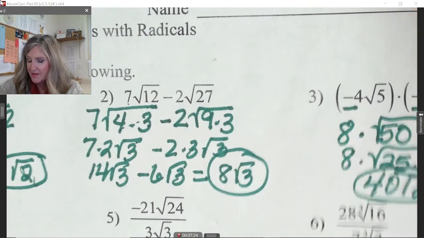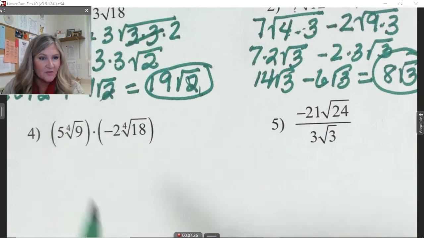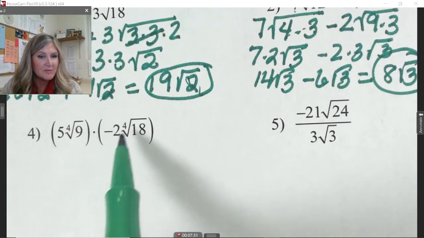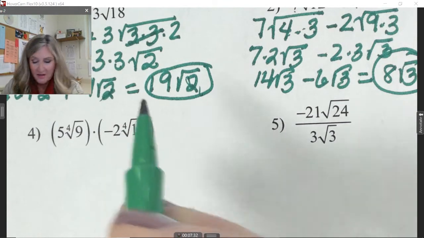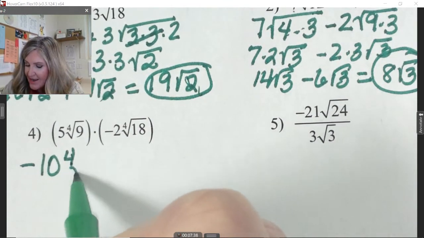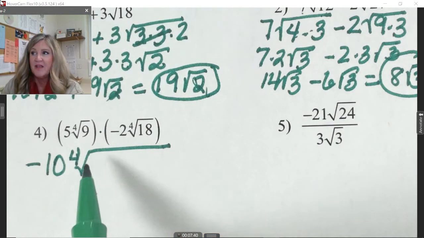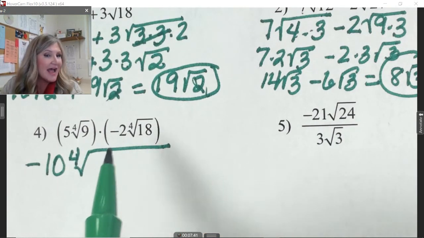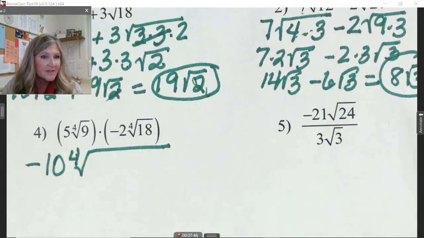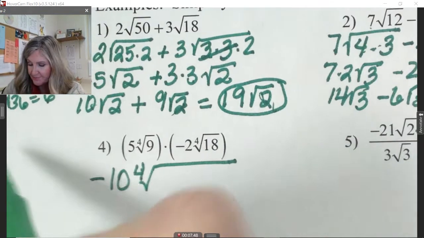All right. Let's go down to number 4. This is another multiplication problem. We multiply the parts that are alike. So in the coefficient, we're going to get negative 10. Now, I am going to do this one different. I don't think you guys are as familiar with fourth roots as you are square roots. Let's talk about some fourth roots.